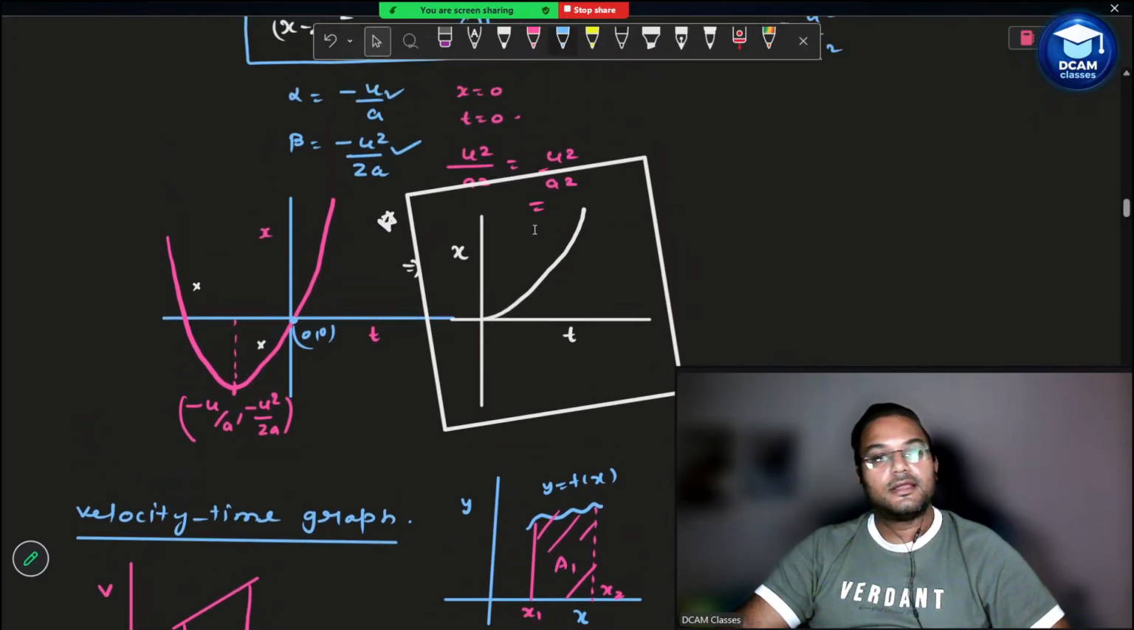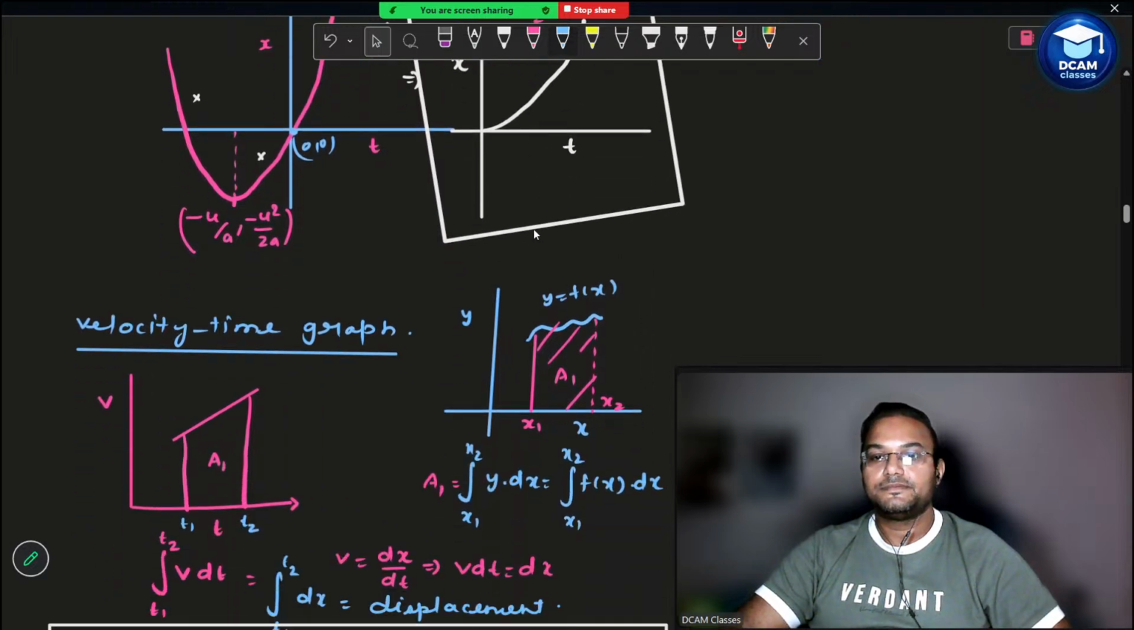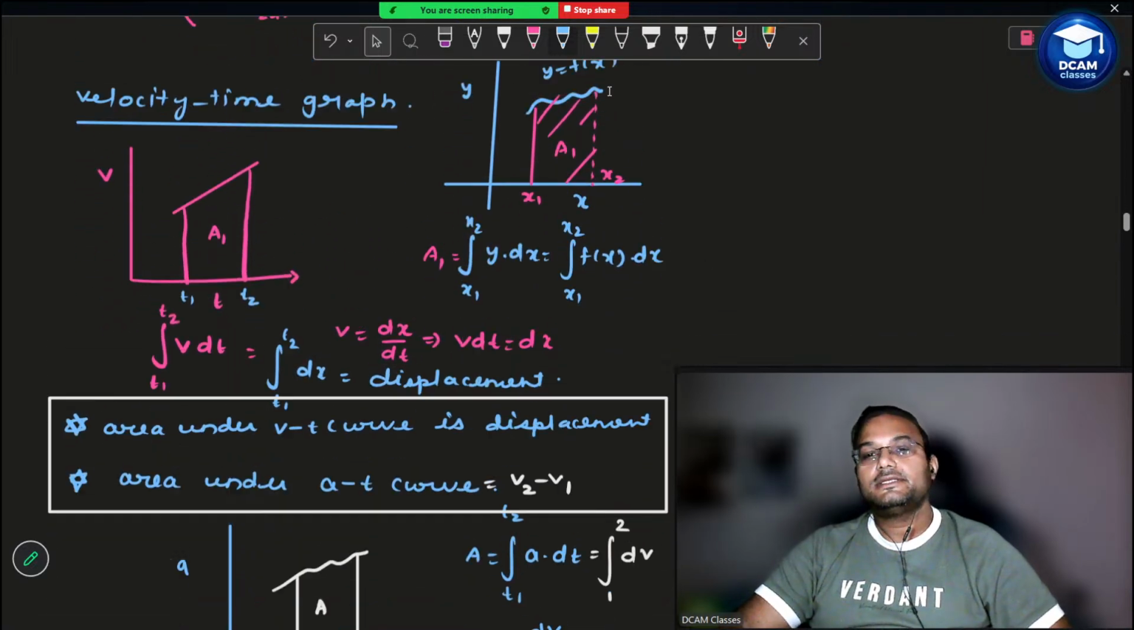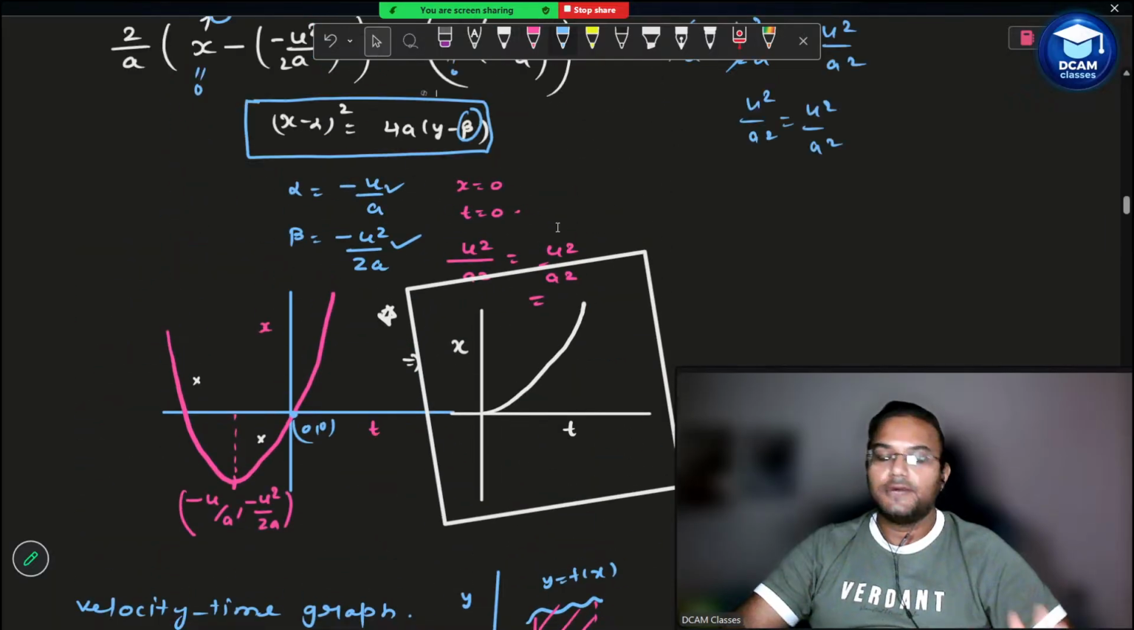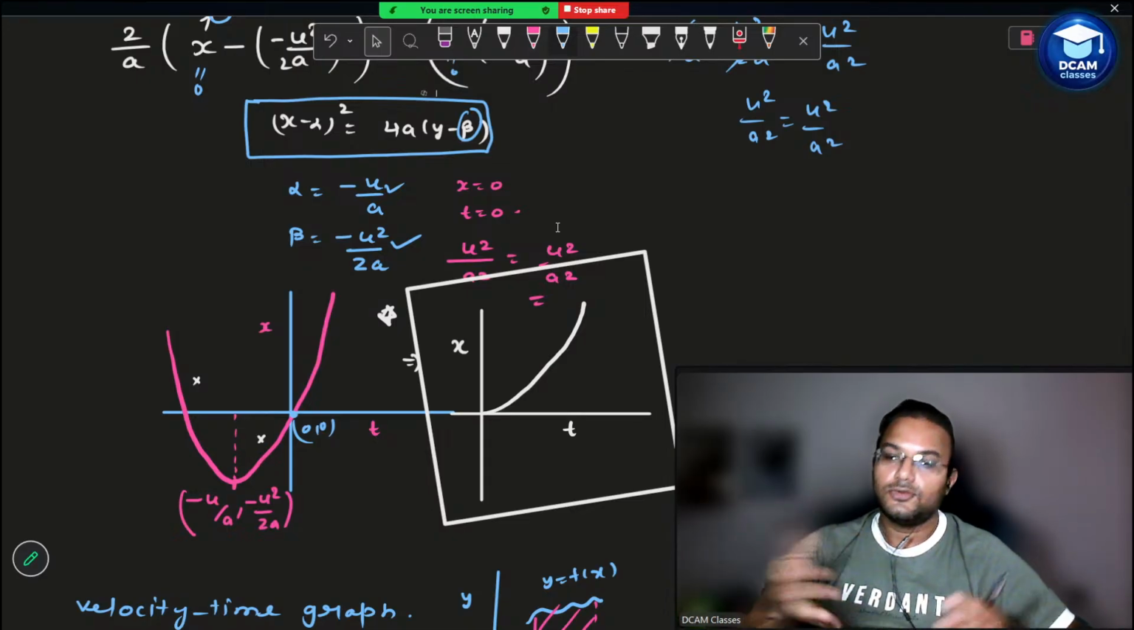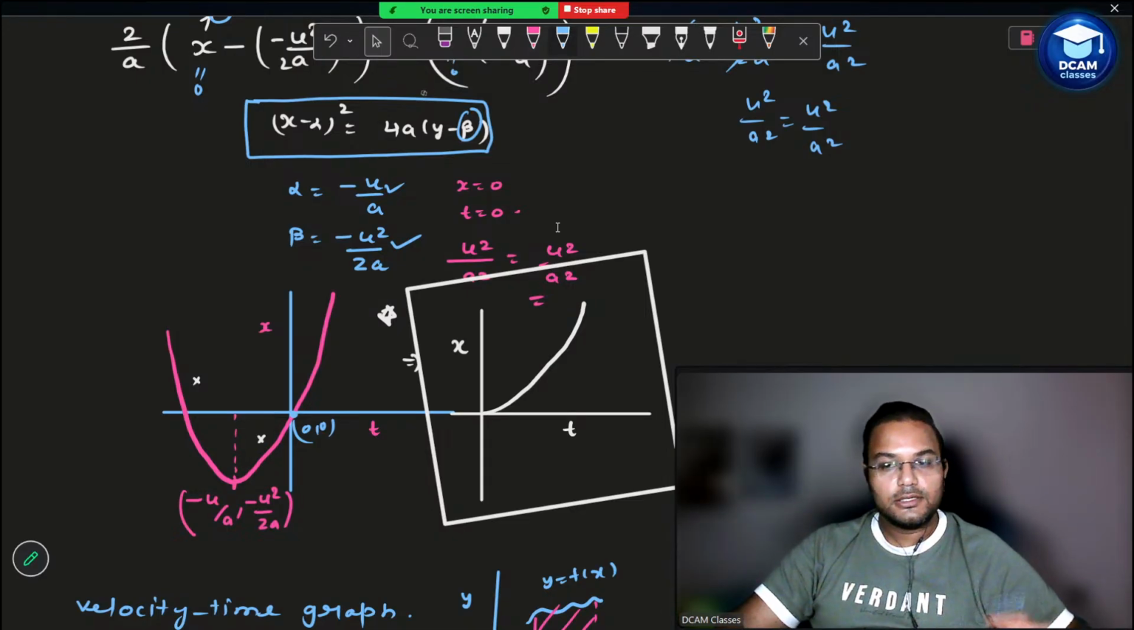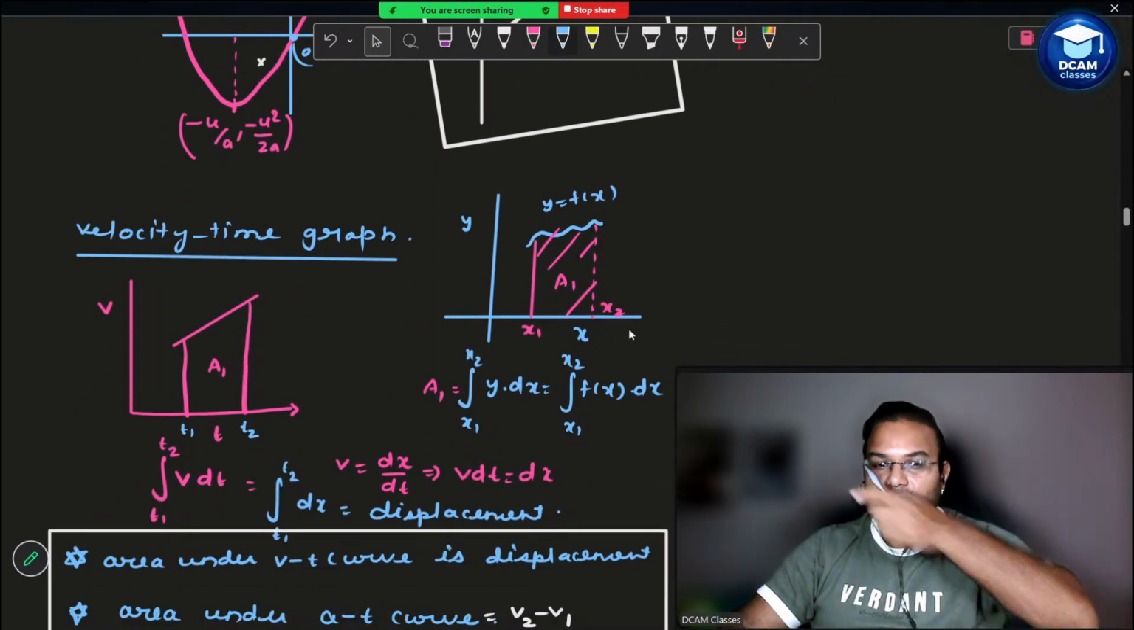Okay, sir. Now you got it? Yeah. One more thing is there. According to the type of graphs that you will see, there is the plotting of x versus t, plotting of v versus t, those kinds of graphs. That you will understand through questions. We'll give you questions after this.